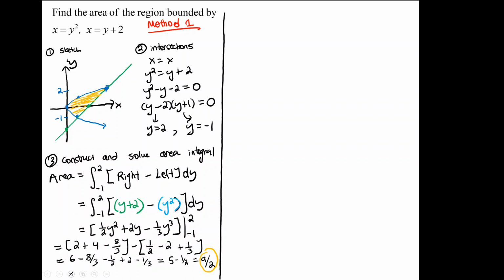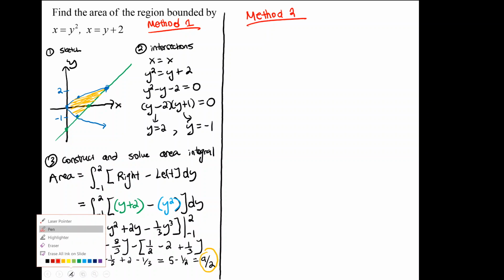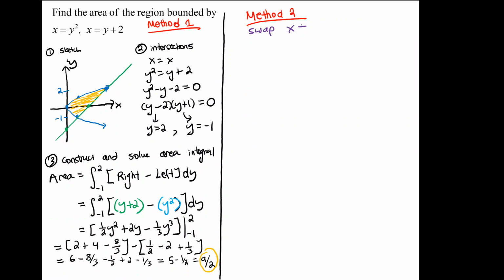Okay, next method, method 2. The better method. The far superior approach is to say, hold on, this is a sideways problem. I don't like sideways problems. I'm going to swap x's and y's everywhere.